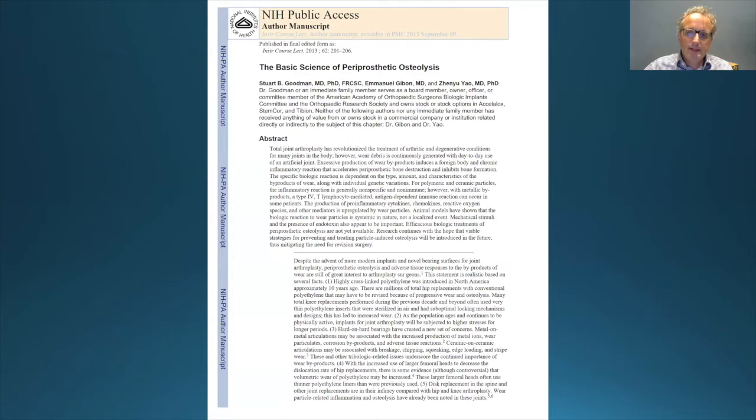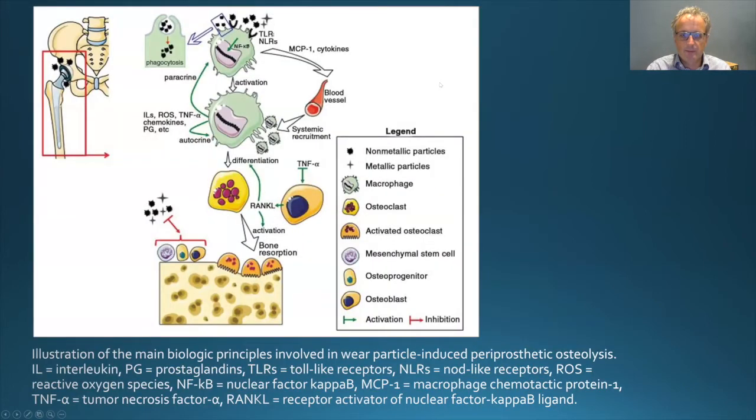Now, the basic science, this next bit's quite hard going, and I'd recommend this paper. It's from the Instructional Course Lectures 2013, but there's a lot on the website. This one's particularly written for orthopedic surgeons. So the basic science looks complicated, but it's all to do with this cell here, the macrophage.